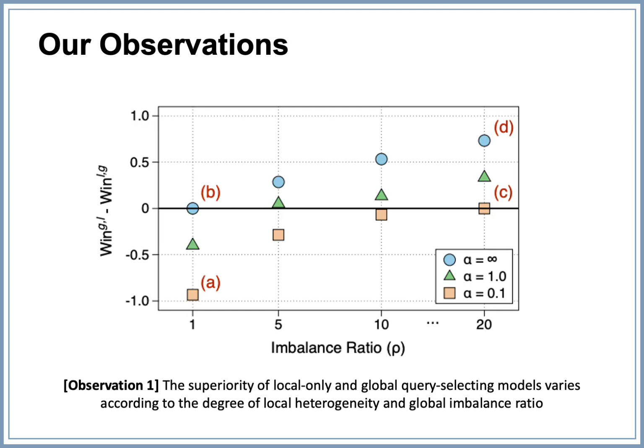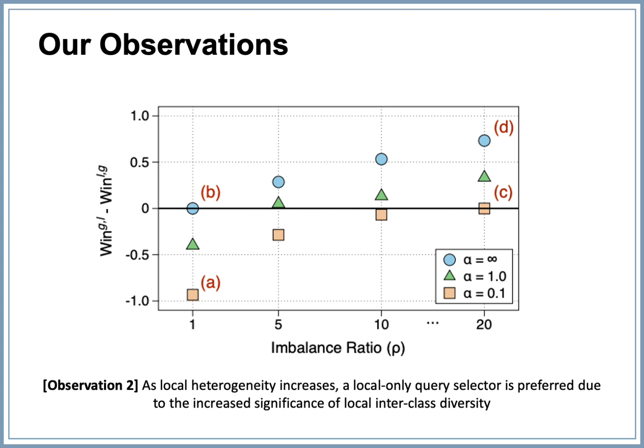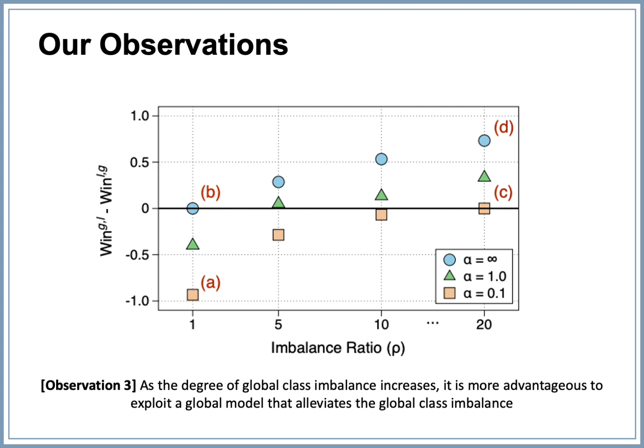So, based on our findings using the CIFAR-10 dataset, we discovered that the superiority of local-only and global query-selecting models varies depending on the level of local heterogeneity and the global imbalance ratio. Our second finding indicates that as local heterogeneity increases, there is a preference for a local-only query selector due to the heightened importance of local interclass diversity. Finally, our third finding reveals that with an increasing degree of global class imbalance, leveraging a global model becomes more advantageous as it helps alleviate the global class imbalance.